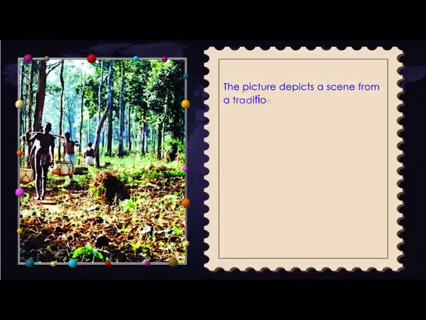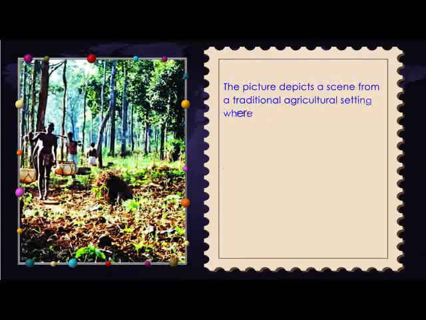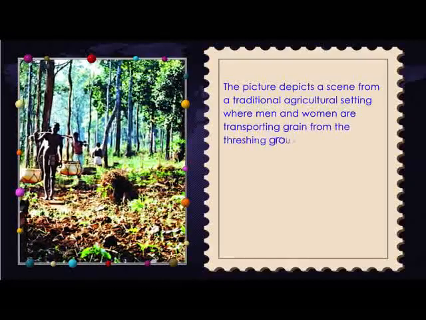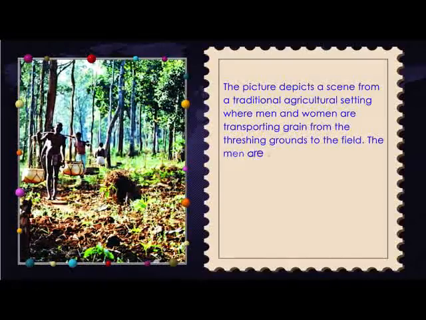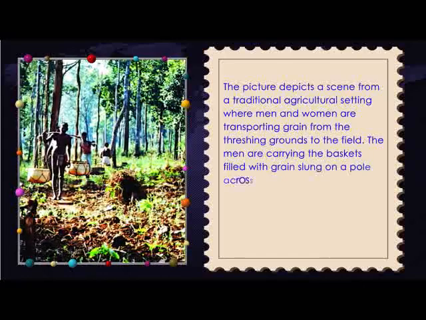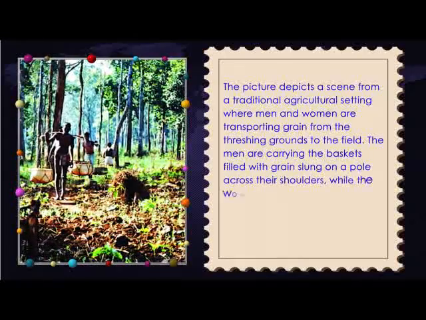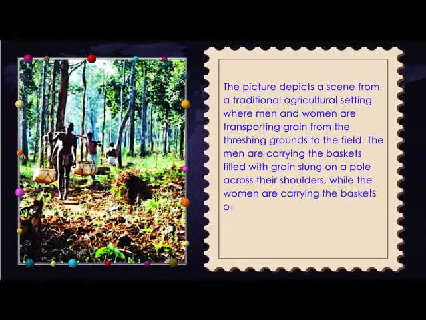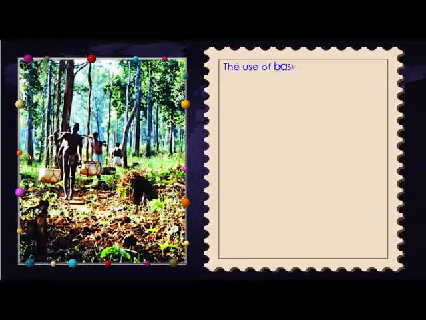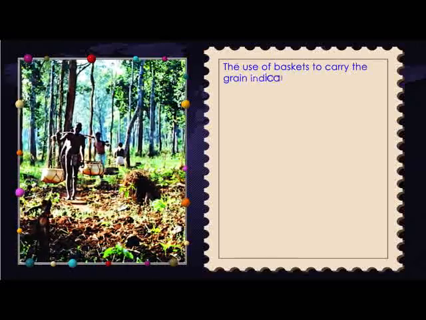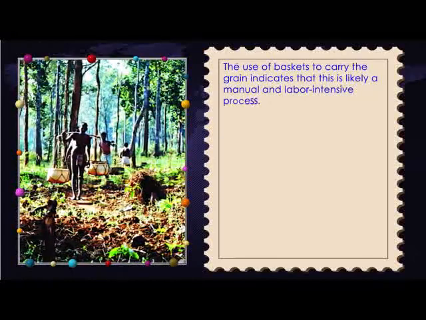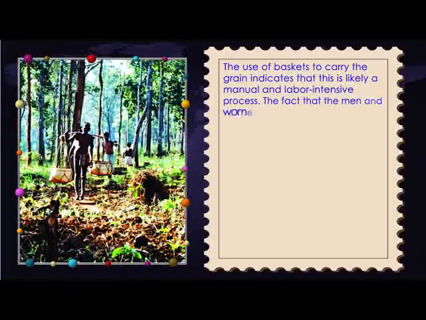The picture depicts a scene from a traditional agricultural setting where men and women are transporting grains from the threshing grounds to the field. The men are carrying the baskets filled with grain slung on a pole across their shoulders, while the women are carrying the baskets on their heads. The use of baskets to carry the grain indicates that this is likely a manual and labor-intensive process.